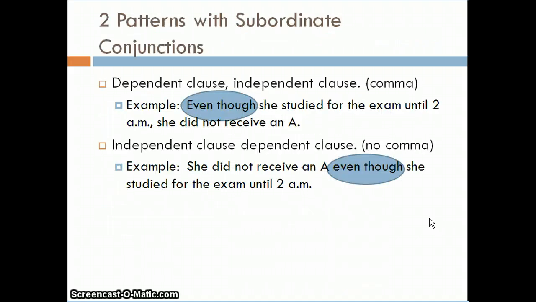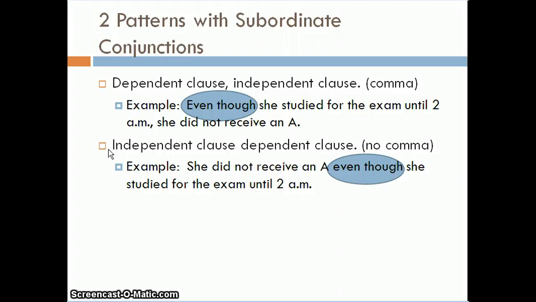When we use a subordinating conjunction in a complex sentence, we have two different patterns. One option is to put the dependent clause first. If we put the dependent clause first, as we see in this example, we need to use a comma. So here's our example. Even though she studied for the exam until 2 a.m., she did not receive an A. So our subordinating conjunction is even though, and even though she studied for the exam until 2 a.m. is our dependent clause. And that came first, so we needed to put the comma right there at the end of the dependent clause.